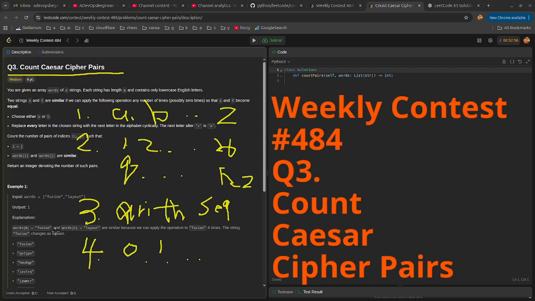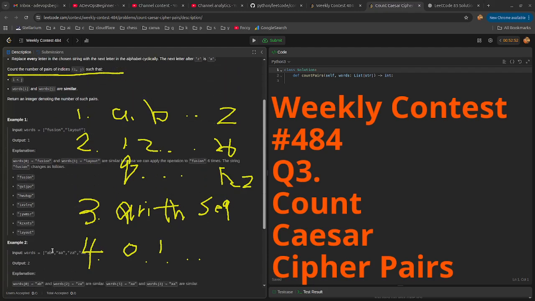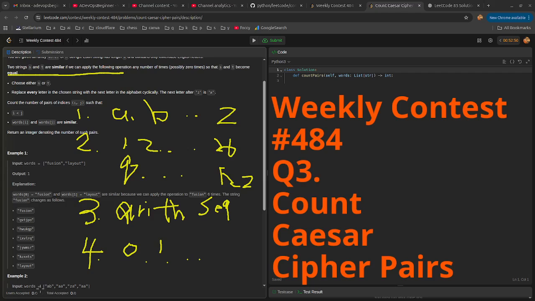Let's take this one for example. AB is going to be 0 1. AA is going to be 0 0. ZA is going to be 0 1. And AA is going to be 0 0. This is the arithmetic sequence we're going to prepare.